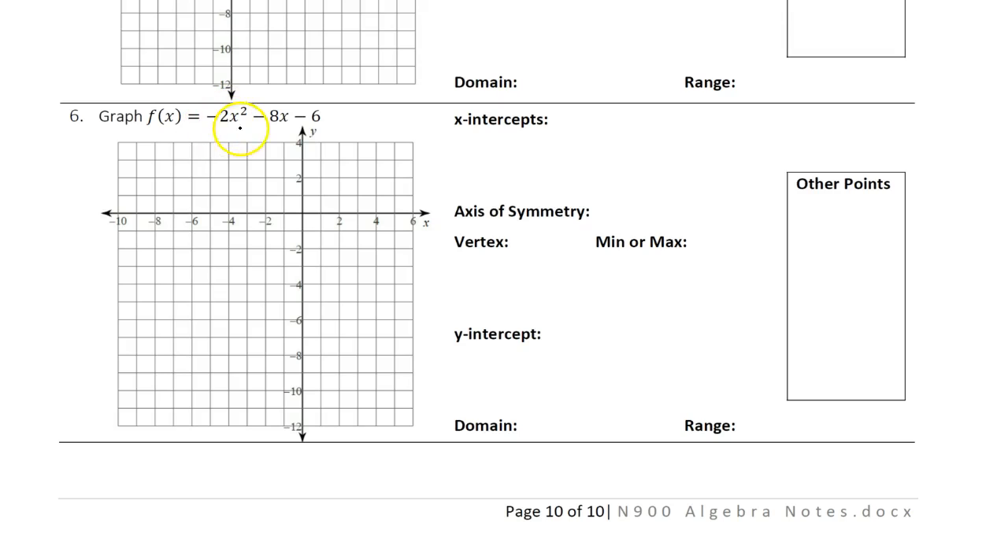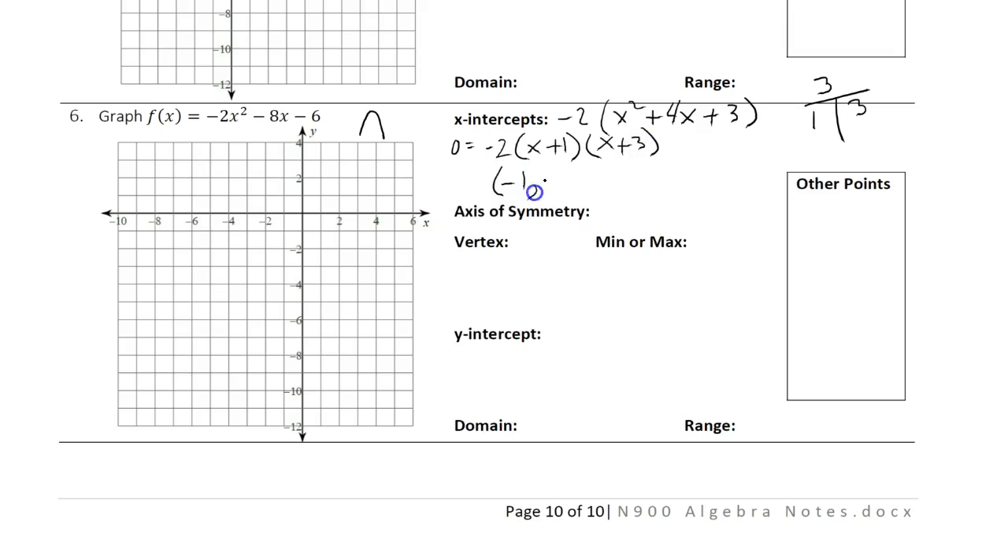Now that you have tried it yourself, check your work. A is negative, so this parabola opens downwards. First, factor the function. The x-intercepts are (-1, 0) and (-3, 0). The axis of symmetry is x equals -2. Plug in x equals -2 to find the vertex.